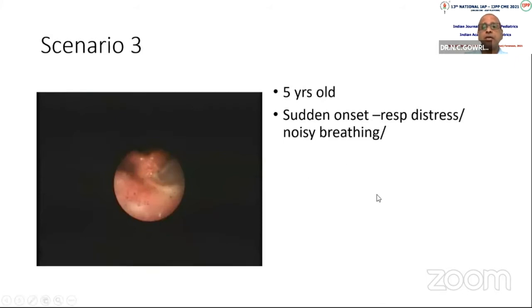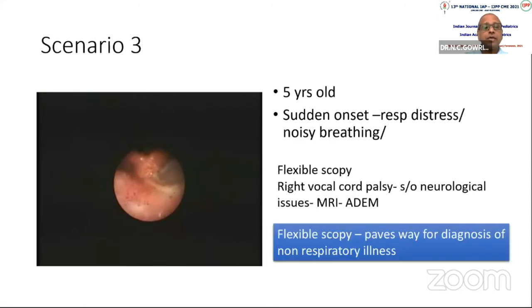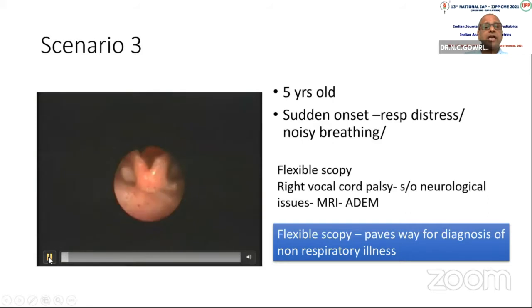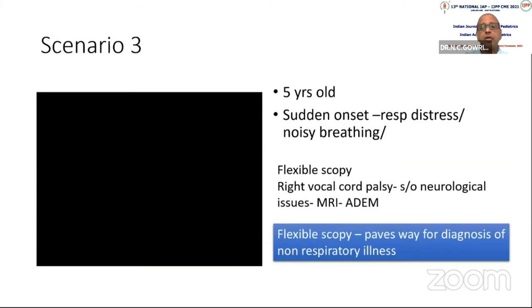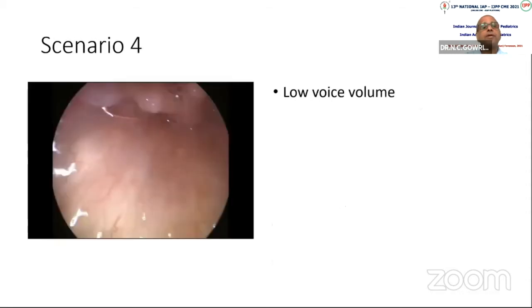This is a 5-year-old child with sudden onset of respiratory distress and noisy breathing with a fever of 3 days duration. Kindly look at what is happening to the right side of the supraglottic apparatus, vocal cord, ariepiglottic fold. It is moving very less compared to the left side. So here you have a right vocal cord palsy and it suggests a neurological issue. MRI in this child showed ADEM. So flexible scopy paves way for diagnosing non-respiratory illness.